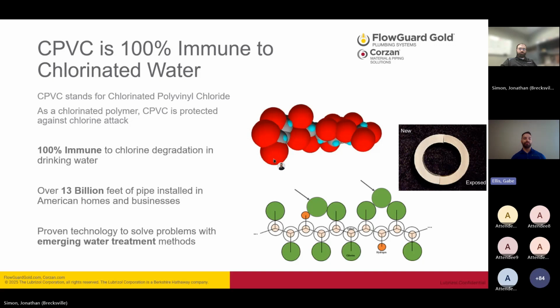And since 1959, we've had over 13 billion feet of pipe installed in American homes and businesses. And it's a proven technology against these emerging water treatment methods that are being used today, like chlorine dioxide, which is a big hit with homeowners with reduced odor and taste profiles, and keeping our water healthy and safe.